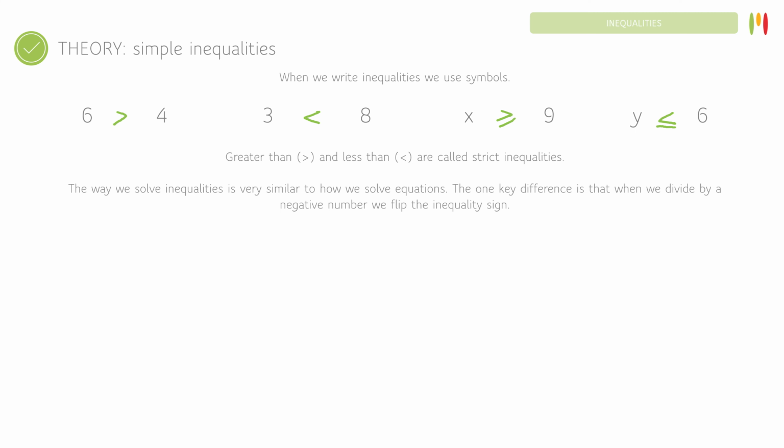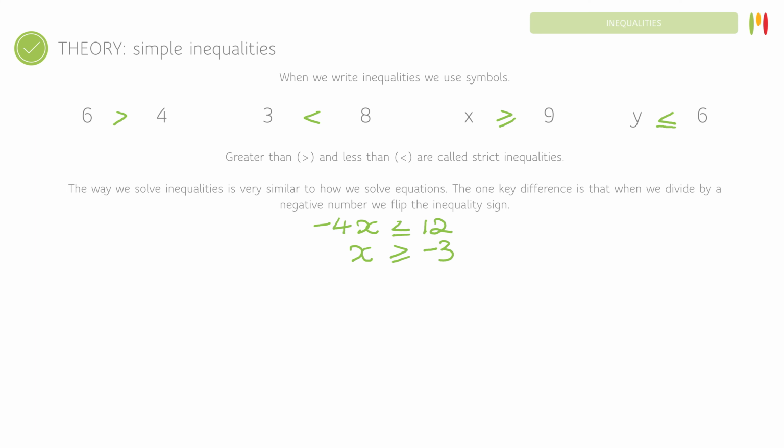The one key difference is when we divide by a negative number, we flip the inequality sign. So if we have minus 4x is less than or equal to 12, then we can divide both sides by minus 4. So we have x and minus 3. However, we need to flip the sign so it is now x is greater than or equal to minus 3.